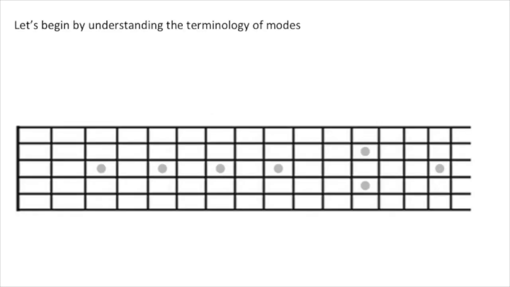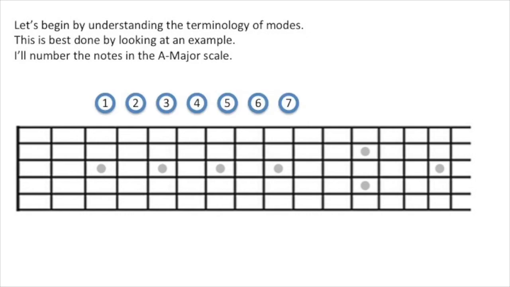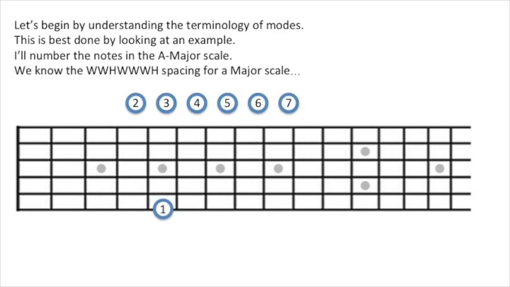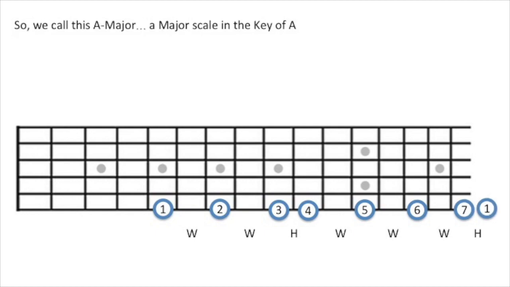Let's try to clear up the basics of modes. It can be really confusing. The terminology is what makes modes confusing. Let's tackle the terminology by looking at an example. I'll number the notes of the A major scale and place them on the low E string. I'm going to include the whole step half-step labeling because this will come in handy later. So, here's the A major scale on one string.